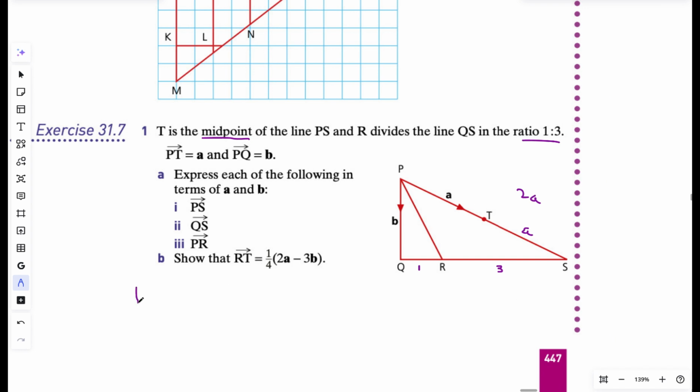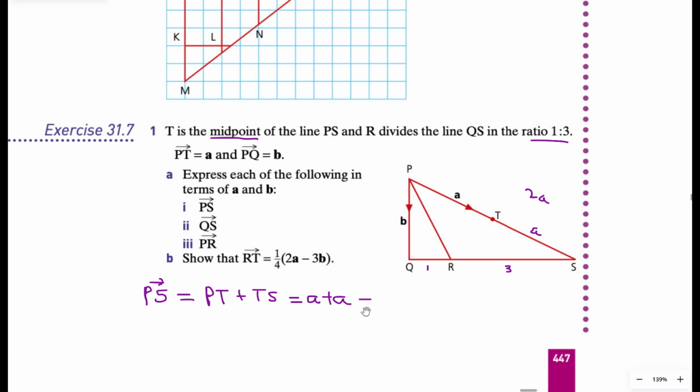So vector PS is equal to PT plus TS. PT is A, TS is A. So this is equal to A plus A, which is equal to 2A. So we get that.